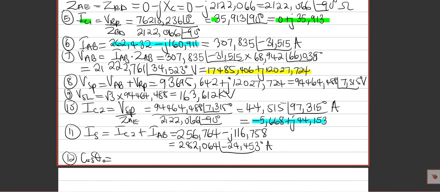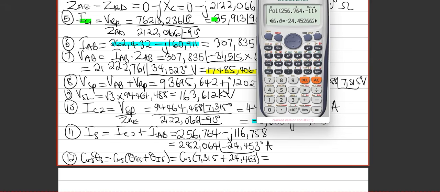Final step, power factor. Cos theta equals cos theta S, which is the cos of theta for our voltage plus theta for our current. Theta for Vs is 7,315 plus 24. You ignore the negative sign. The negative sign just confirms that your voltage and current are lagging.